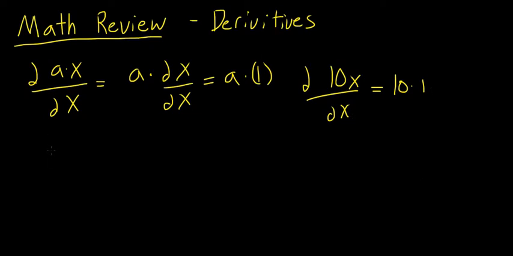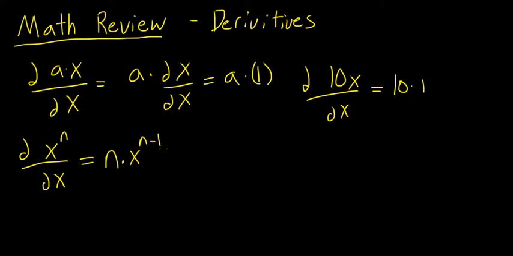Next rule is if I have x multiplied to some power. So x raised to the n, the partial derivative of x to the n with respect to x is equal to, I take this n that's on top and I pull it down in front. So the n becomes n times x to the n minus 1.